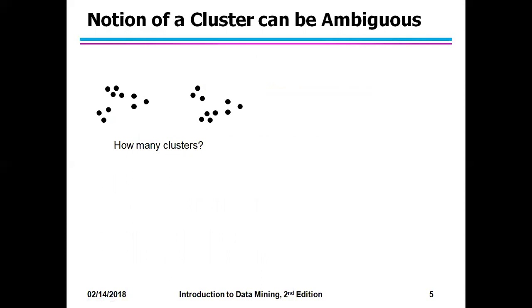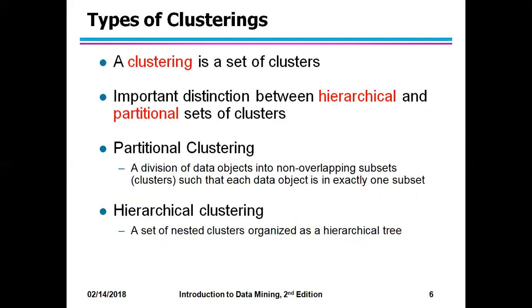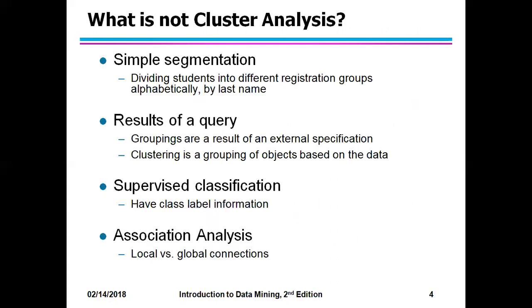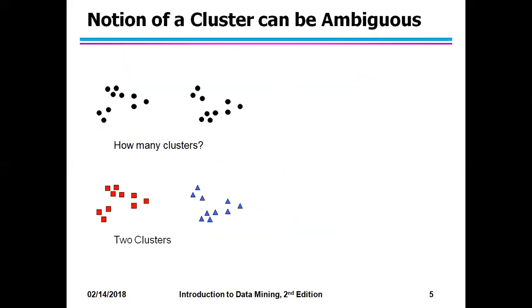Okay, so cluster formation can be ambiguous. There can be two clusters, or six clusters, or four clusters. It is entirely dependent on the kind of data you're fetching. Based on the intra-cluster distances, as and when I find a minimized intra-cluster distance, I straight away classify it as one cluster. Where the inter-cluster distance between objects is maximized, I call it a separate cluster. That's why it can be ambiguous.